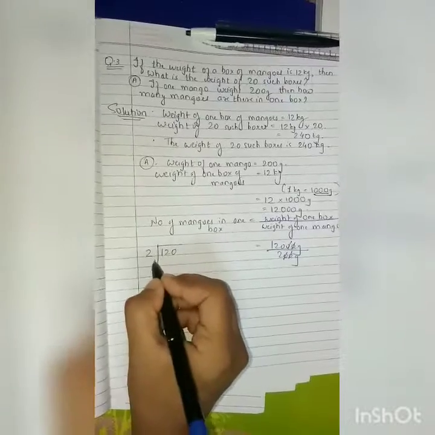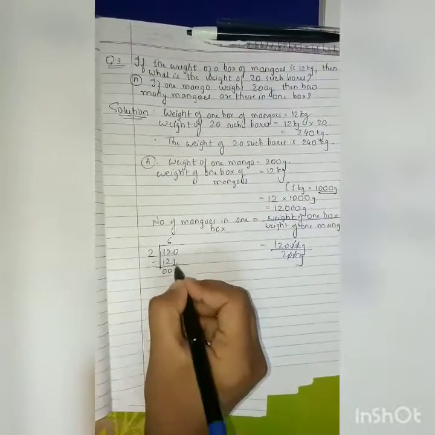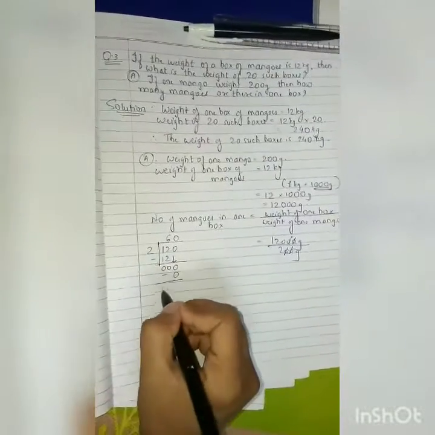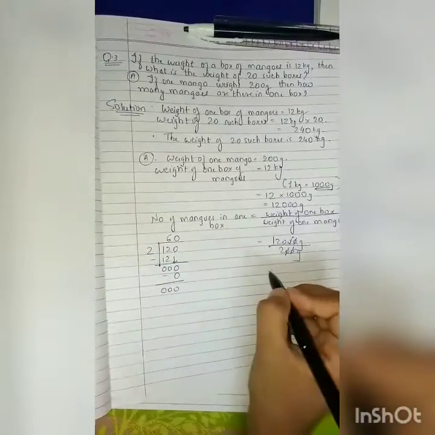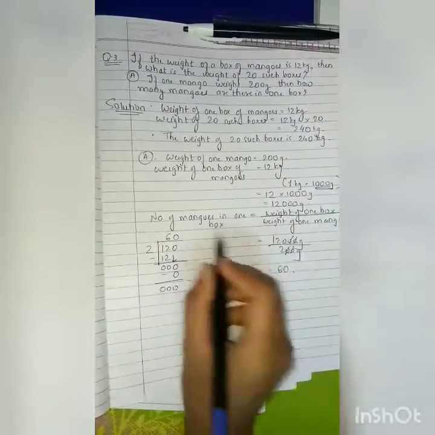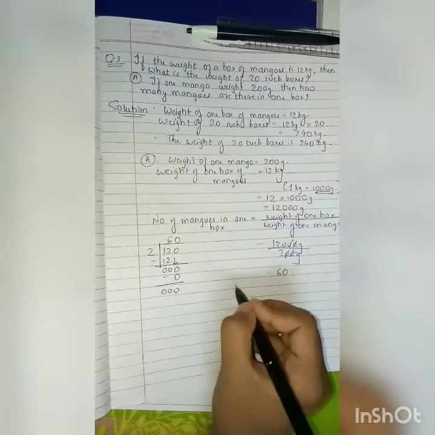120 divided by 2. 2 sixes are 12, 0, 0, bring the 0 down. Now 0 is smaller, so we'll keep 0 here, again subtract 0, so we get 60. How many mangoes are there? There are 60 mangoes in one box. So this is one method.